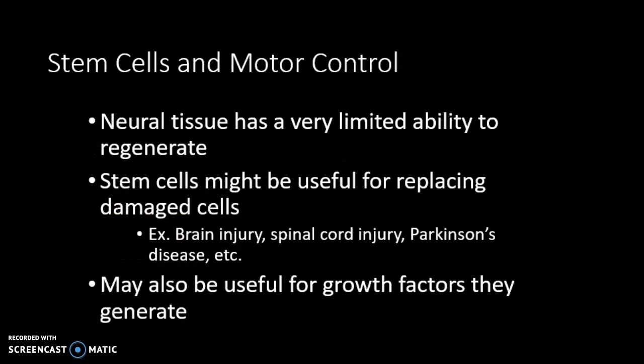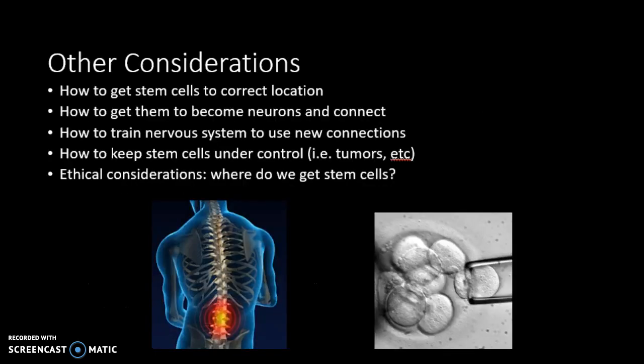So, stem cells in motor control: neural tissue has very limited ability to regenerate. Stem cells might be useful for replacing damaged cells in people with brain injury, spinal cord injury, Parkinson's disease, and so on, as they can grow and replicate. This may also be useful for growth factors as they generate.